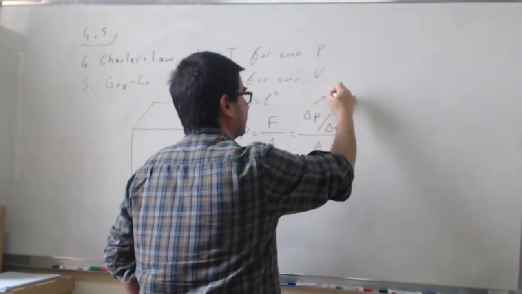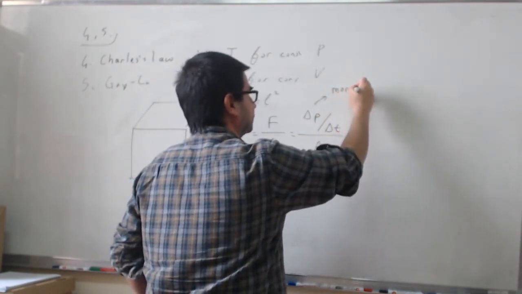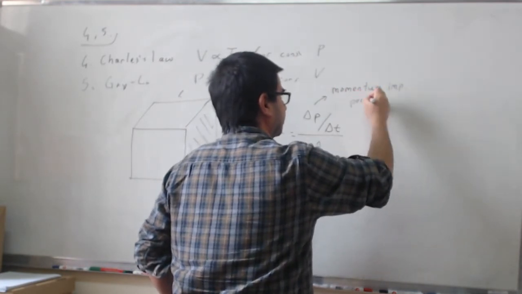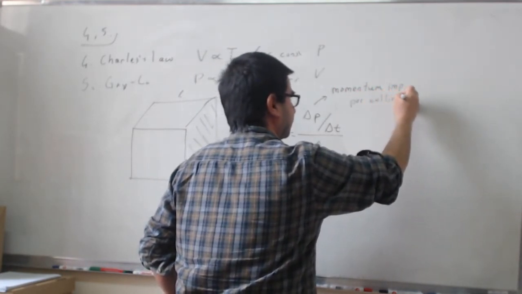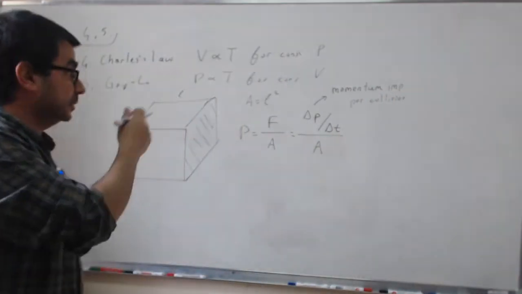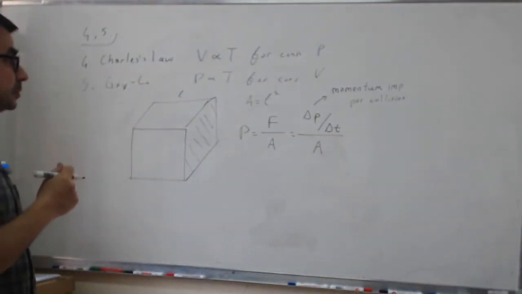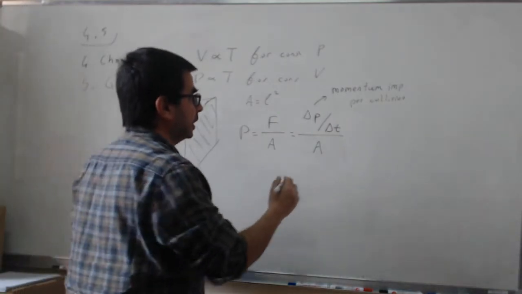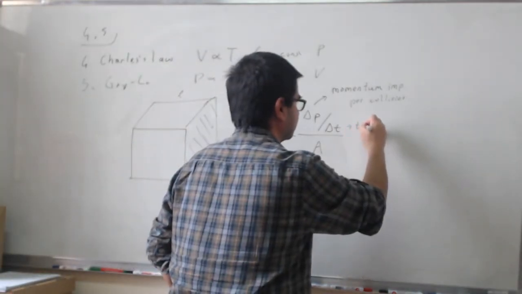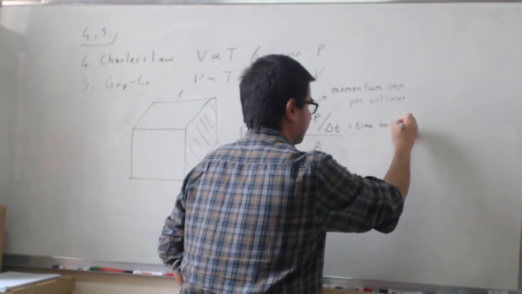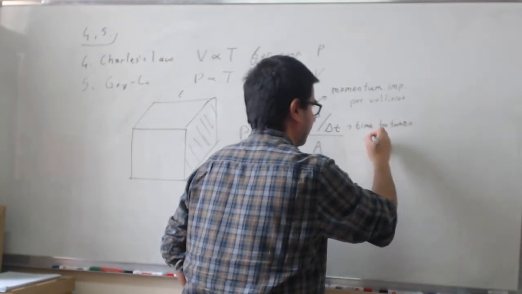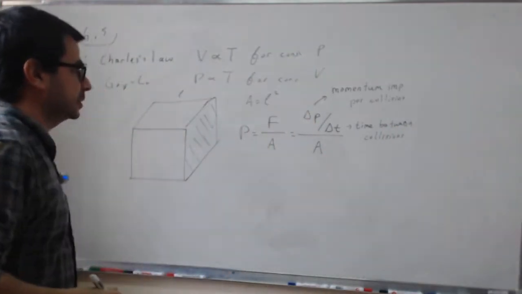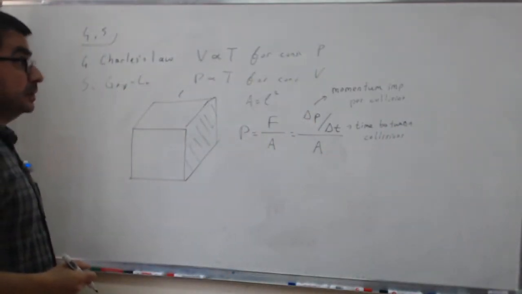So this delta P is the momentum imparted per collision. Each time our molecule hits the side of the wall, it's going to impart some momentum. It's just going to change its velocity in one direction, in one component, and this is the time between the collisions. And this is of course the surface area, it's just L squared. So both of these are going to change.